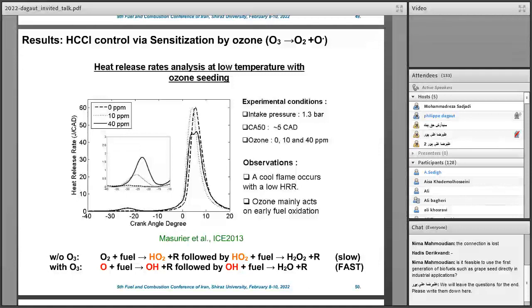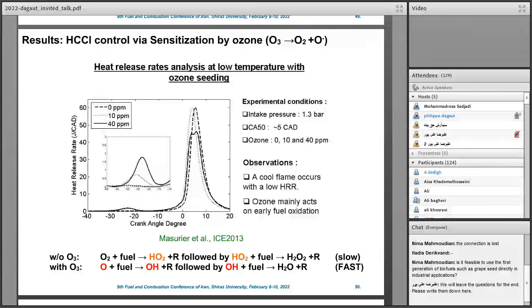Without ozone, the fuel has no other option than reacting with molecular oxygen. And this is a slow process, producing HO2, which can attack the fuel and produce H2O2. Then we can have decomposition of H2O2 to produce OH and speed up the oxidation. But overall, this is a slow process compared to what happens when we introduce some ozone.